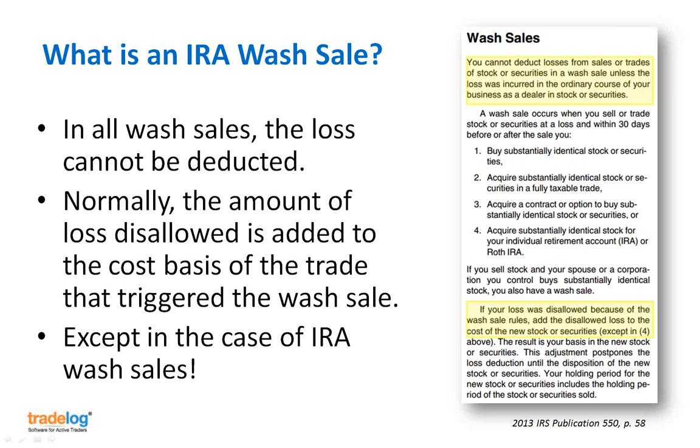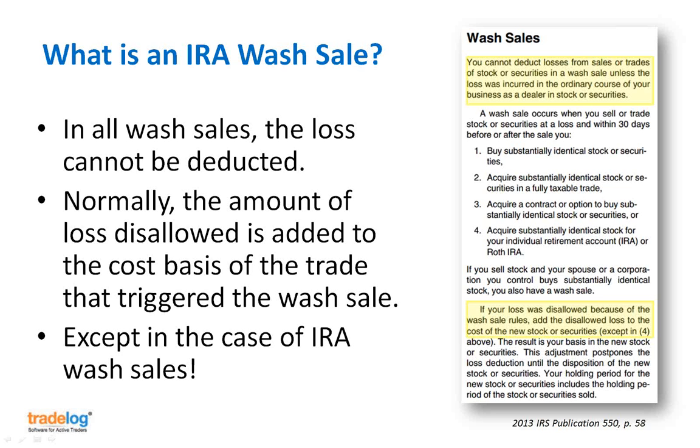However, you'll notice in the bottom paragraph that's highlighted here in Publication 550, the IRS says if your loss was disallowed because of the wash sale rules, add the disallowed loss to the cost of the new stock or securities, except in number 4 above. So when there's an IRA wash sale, when you acquire those shares or contracts in the IRA, that adjustment where you add the disallowed loss to the cost basis is not made. This is an exception, and it's this exception that can make IRA wash sales particularly painful.